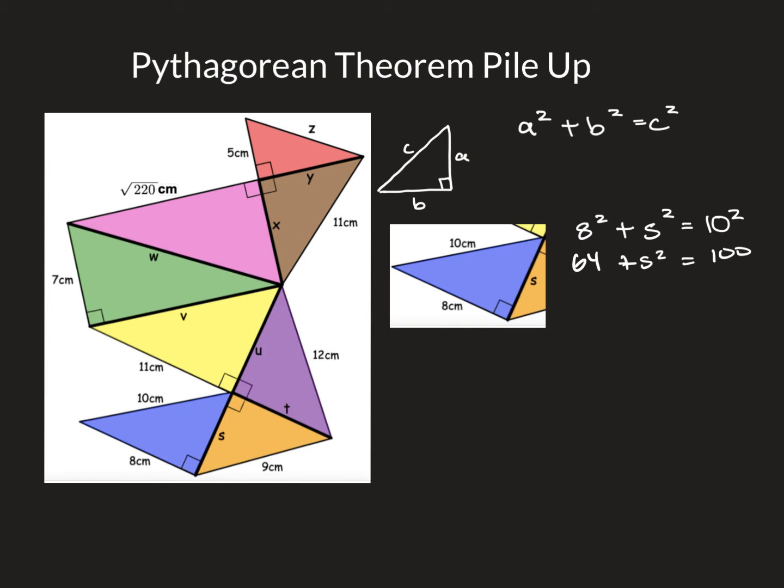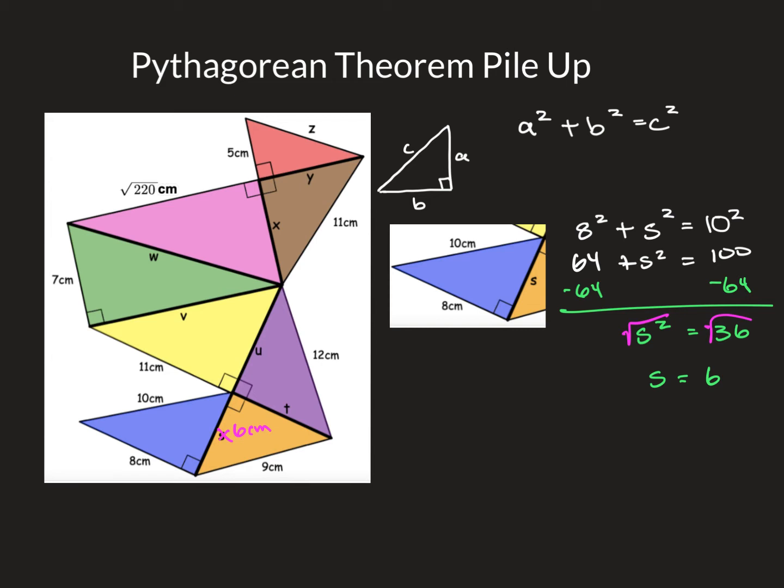I would probably go ahead and subtract 64 from both sides, and you will get that s squared is going to be 36, which means that s is going to end up being 6 because the square root of 36 is 6. So s here, I can cross this out and I can write that this is 6 centimeters. Okay. Just be careful there: which one is c? Are you looking for c or are you looking for one of the short legs?